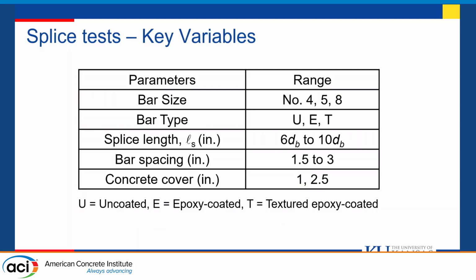The key variables investigated in the splice test are bar size, bar type, splice length, bar spacing, and concrete cover. We investigated 3 bar sizes: number 4, number 5, and number 8. Similarly, we investigated 3 bar types: uncoated, epoxy-coated, and textured-epoxy-coated bars. The splice length ranged from 6 db to 10 db, where db stands for the diameter of the test bar. Bar spacing refers to the center-to-center spacing between the splice bars, and it ranged from 1.5 to 3 inch. Likewise, the specimens had a concrete cover of either 1 inch or 2.5 inch.